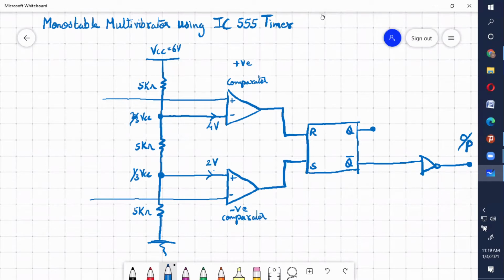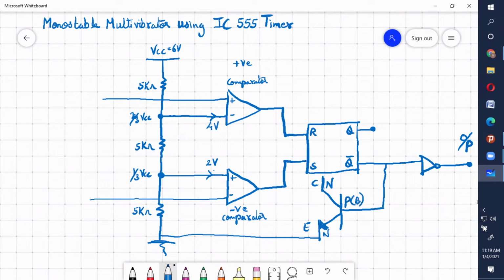And here, what is the other component you have, students? You have an SR latch, followed by an inverter. What is the other component here? We have an NPN transistor. This is your emitter terminal, which is connected to ground. This is your collector terminal. This is your base terminal, and the base is connected to your Q bar.